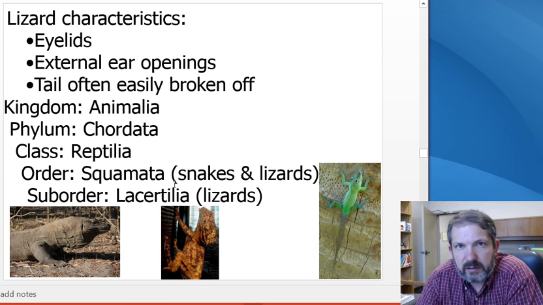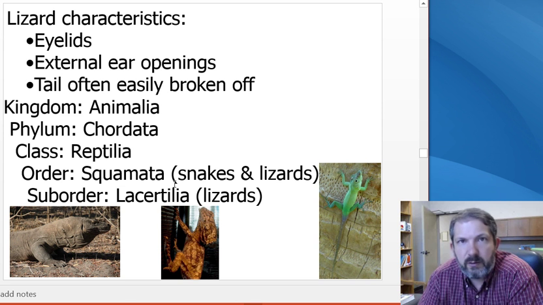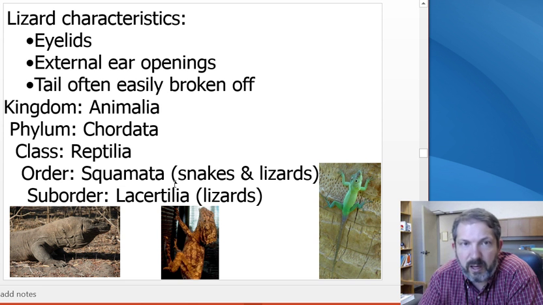Lizards are different than snakes in that they have eyelids and they have external ear openings. Snakes don't have either of those, and the tail of the lizard can break off easily, whereas the tail of a snake's not going to. And snakes, by the way, they are an offshoot of lizards. So snakes are a group of lizards that developed special characteristics associated with not having arms and legs.